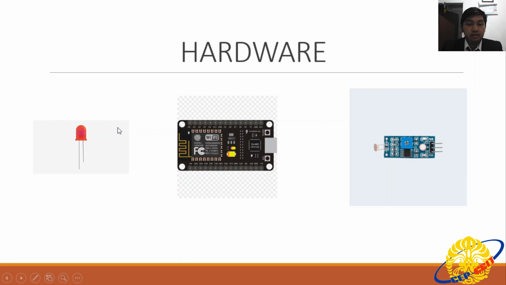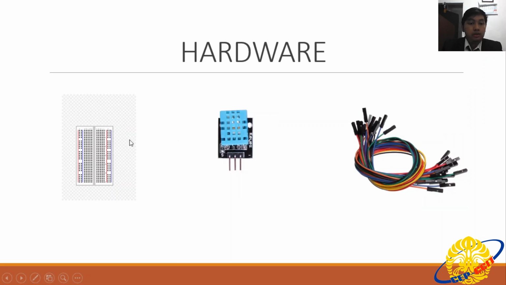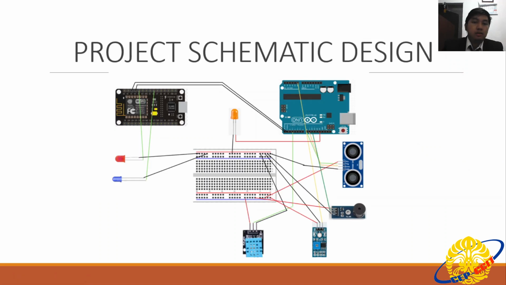We use 3 LEDs, and then this is the second type of microcontroller, the NodeMCU or ESP8266. Then we use the LDR sensor, and then we also use the breadboard. We use the DHT11 and the jumper wire. And this is our schematic design of the project.